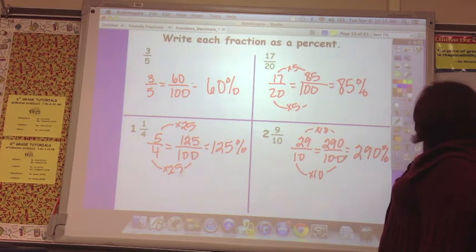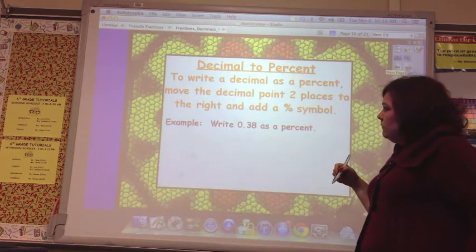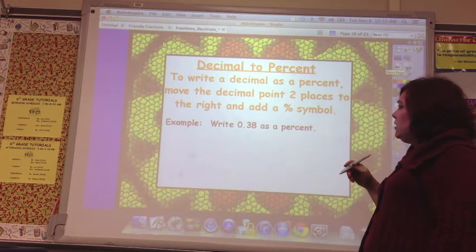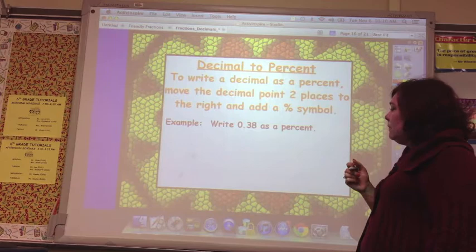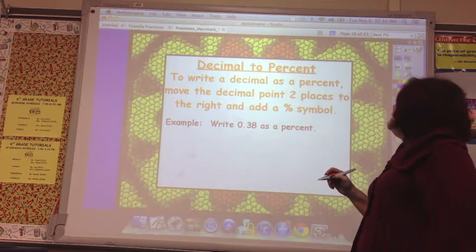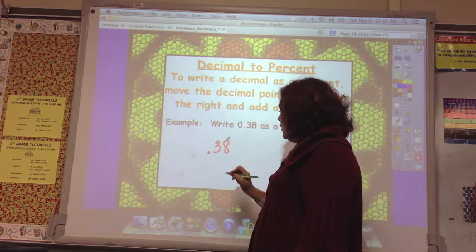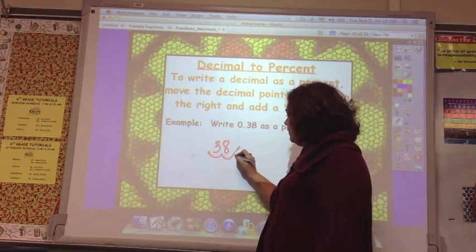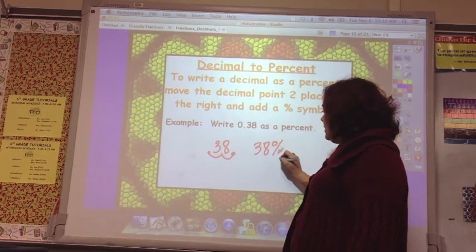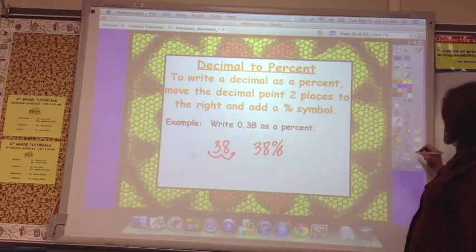Now, decimal to percent. This is super easy. To write a decimal as a percent, move the decimal point 2 places to the right and add the percent sign. And we call this Dr. Pepper, okay? Dr. Pepper, decimal. And so if we've got 38 hundredths, we go Dr. Pepper, move the decimal point 2 places to the right, and add a percent sign. It's that easy. So Dr. Pepper, add a percent sign.